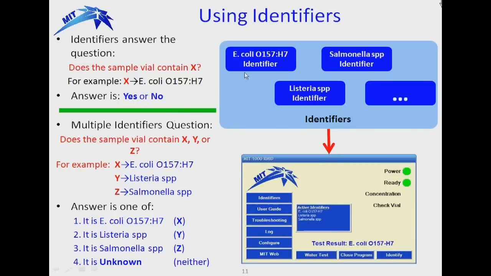So for example, if the user selects the E. coli O157H7, the Listeria genus, and Salmonella genus identifiers and performs an identification test, the test will answer the question, is the colony being tested E. coli O157H7, Listeria genus, or Salmonella genus? The answer is, it is E. coli O157H7, or it is Listeria genus, or it is Salmonella genus, or it is neither, in which case it would give a result of unknown.